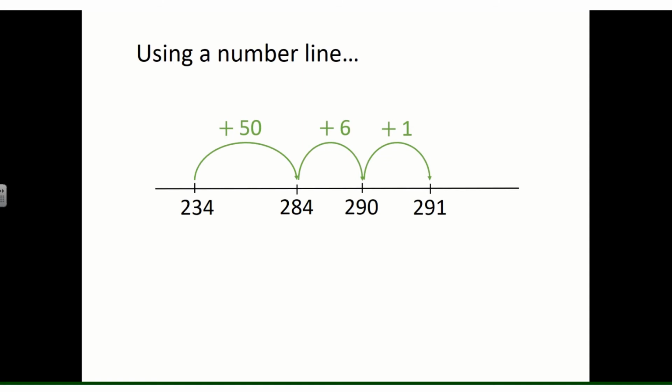We'd also show them similar representations using a number line. In this one, I'm adding 57, so I can add my 50, I can add my 6 to get me to the next 10, and I can add 1. 234 plus 57 is 291.